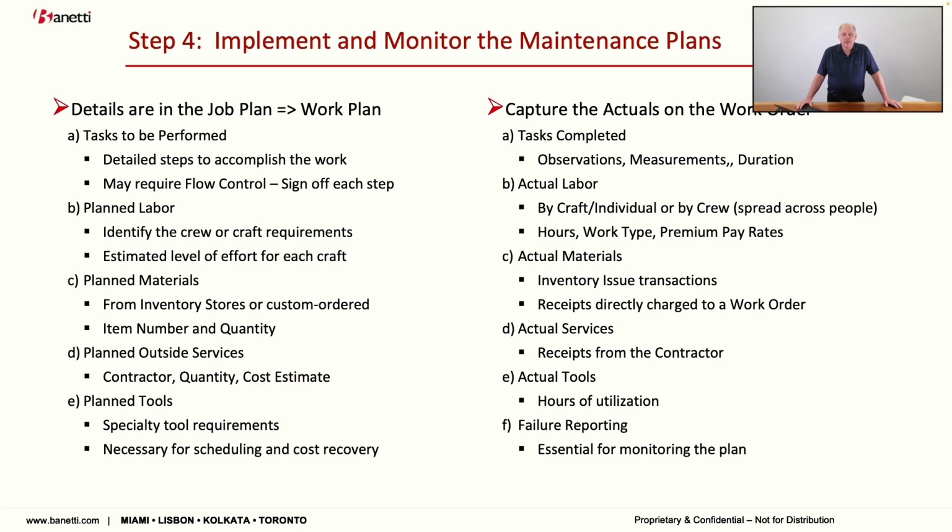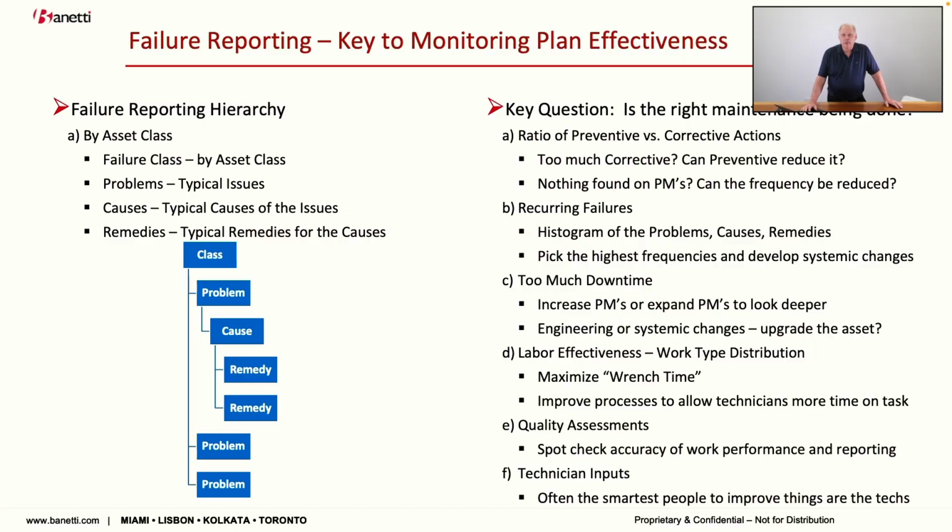The actual materials consumed may not use everything that was issued out to the work order, so you have to return those back, but we want to know what was consumed out of inventory and the receipts from items that were directly charged to the work order. Your hours of utilization on the tools, and then a major part of what you want to capture and monitor in your maintenance plan is what we call failure reporting.